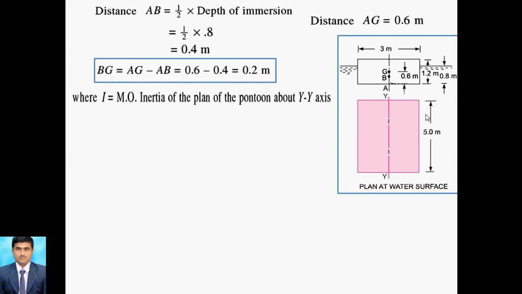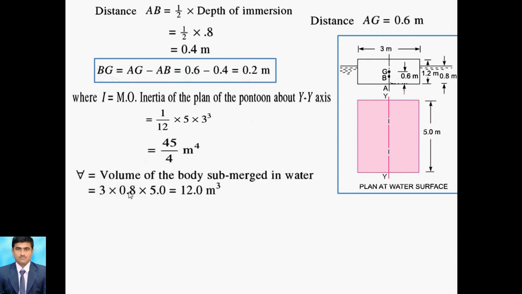How to calculate the moment of inertia for this rectangular section? That is BD cube by 12, that is 1 by 12 BD cube. B is the width, we can take 5, and the depth we can take as 3. So this is the BD cube by 12, that is the moment of inertia. After calculation of this moment of inertia, we get this value. Then we calculate the volume. How to calculate the volume? We multiply 3, then 5, then 0.8, so this is regarding the 12 meter cube.